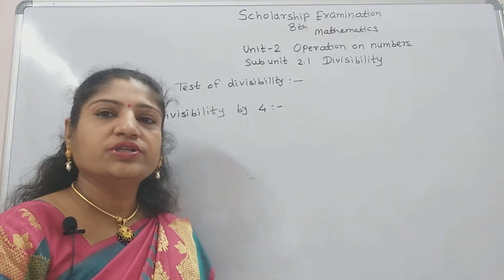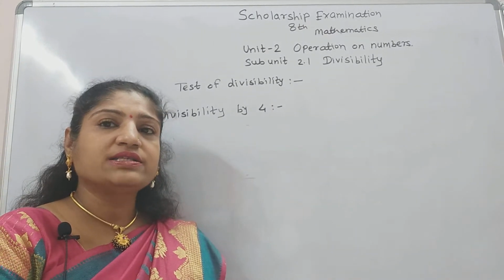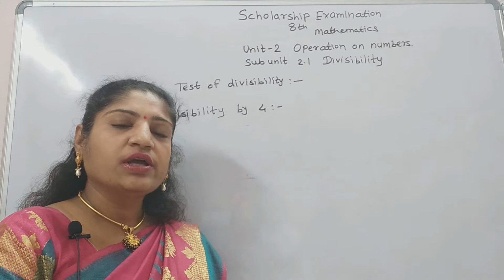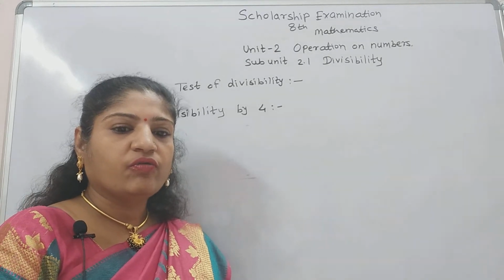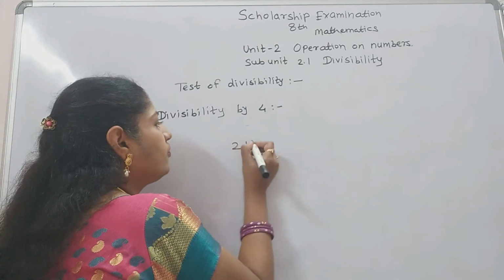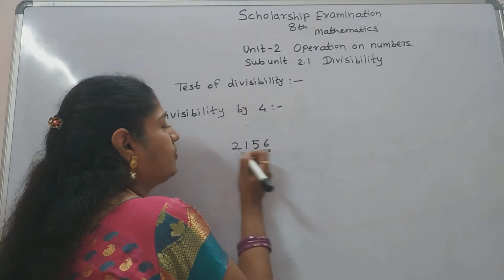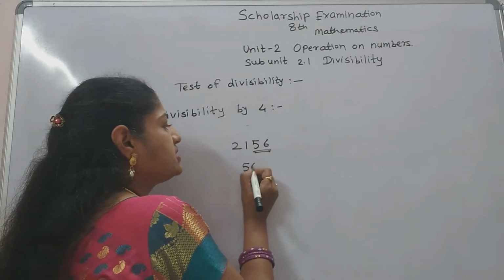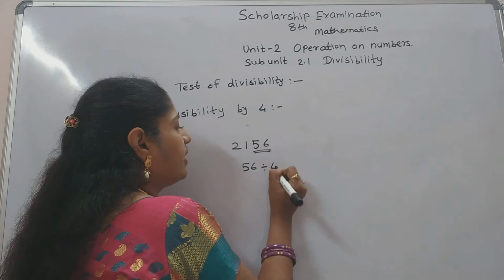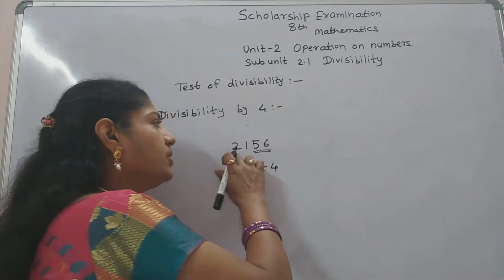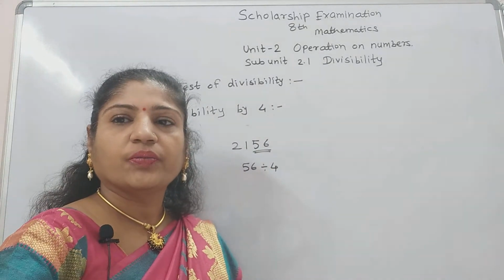If the number formed by the last two digits is divisible by 4, then the number is divisible by 4. For example, 2156. See the last two digits, 56. 56 is completely divisible by 4. So, this number is also divisible by 4.